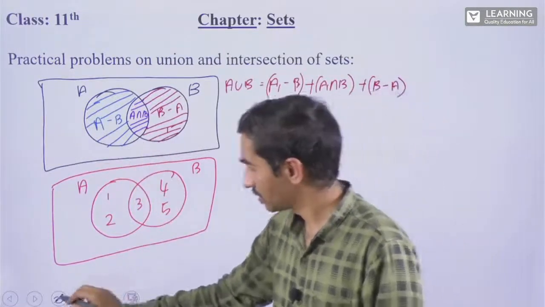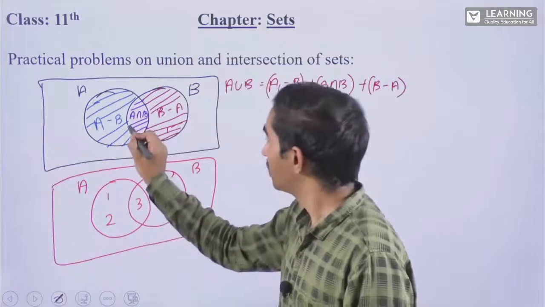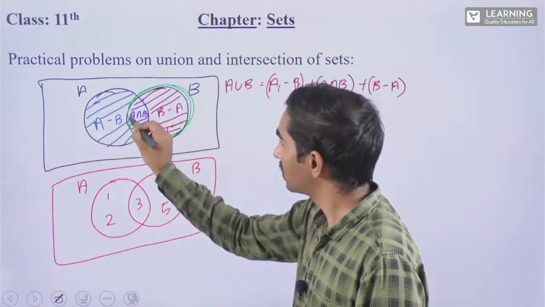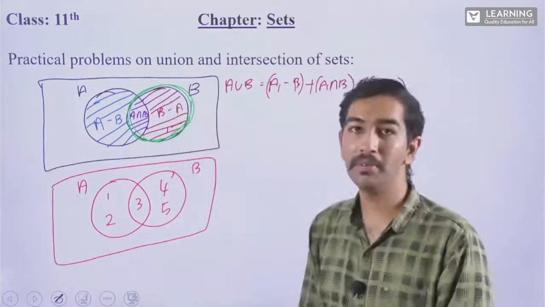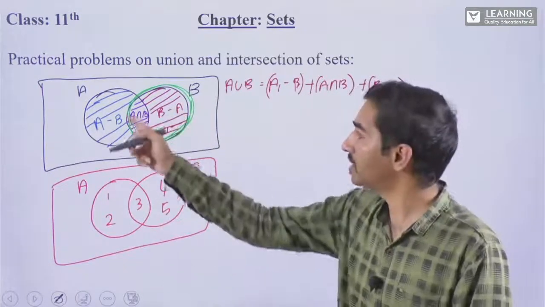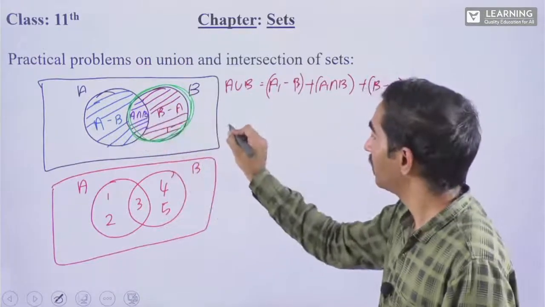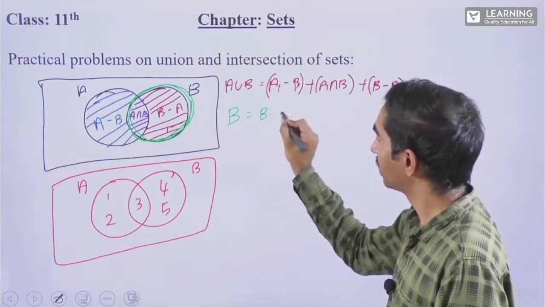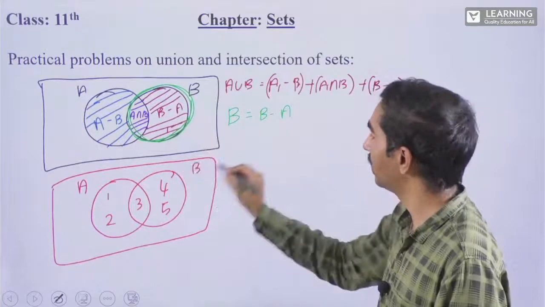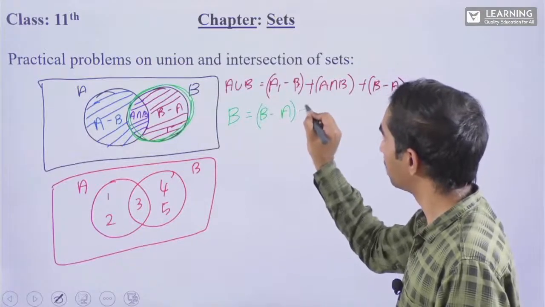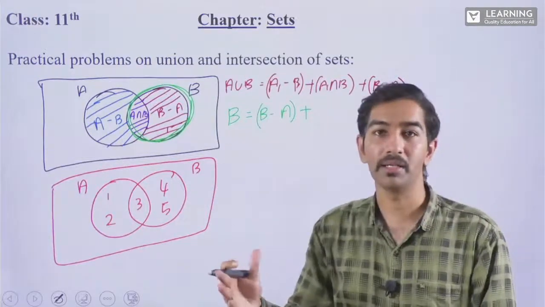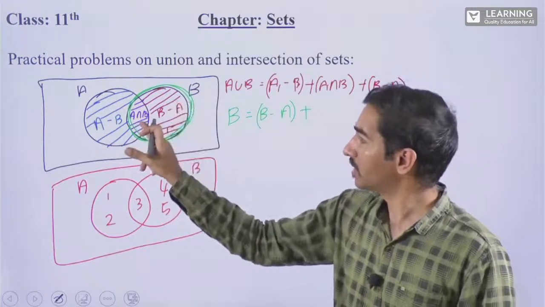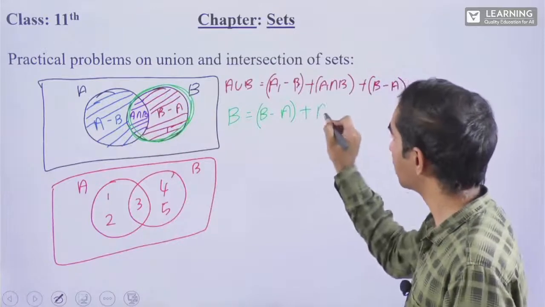Now have a look at this. What is this green color, students? See this green circle. What is that green circle? That green circle is nothing but B. Correct? It is the entire B set. So B can be written as what now? B will be equal to B minus A, which is this maroon part, inside the bracket, plus B minus A is nothing but only B, means we are not considering A elements. So that is only B, plus there is another purple part here, so that is A intersection B.